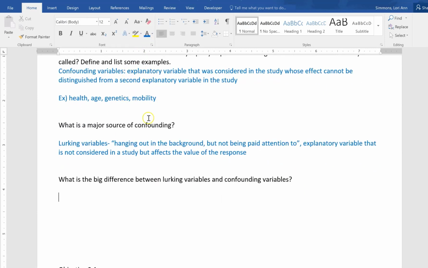So what exactly is the difference between lurking and confounding variables? Well, lurking variables are not considered in the study, and confounding variables are measured in the study.